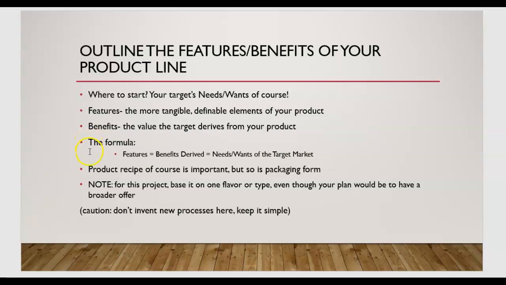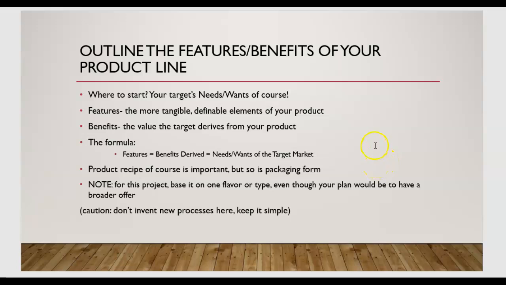Okay, so the formula to think about more or less is the features are basically equal to the benefits derived, which are equal to the needs and wants of your target market. That equation with all those equal signs is really, really important, because again, you need to make sure that the features built into your product are based on the benefits that your target market is looking for. Okay? That becomes very important. That's why these first steps are really important to do the research to understand.